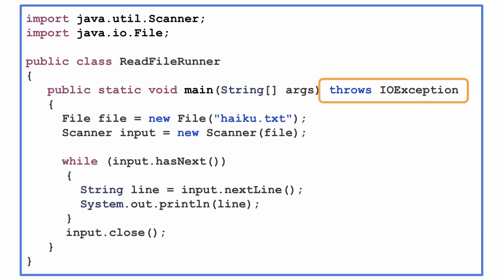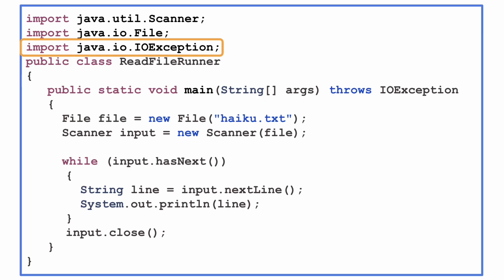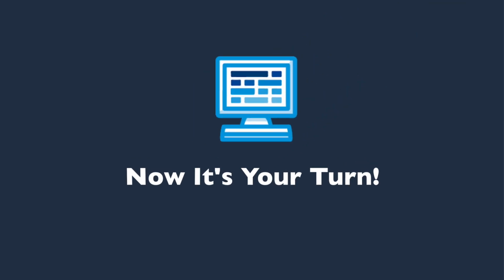To avoid this error, you can add throws IOException to the header of the method that uses the file. Adding throws IOException to the method header tells the method to terminate the program and throw an error if the file name is invalid. To use throws IOException, you need to import the IOException class, which is part of the java.io package. Now that you know the basics of reading a file in Java, it's your turn to give it a try.